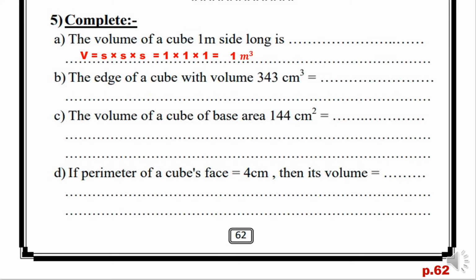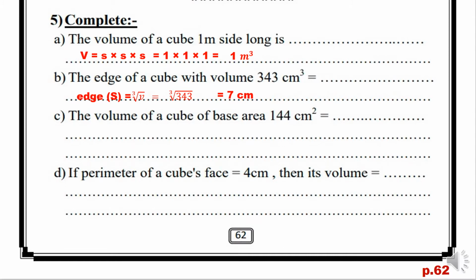The edge of a cube with volume 343 centimeter cube. Here the edge means the side. I want to get the side of the cube, and he gives me the volume, 343. To get the side from the volume, it's equal to the cube root of the volume. So the side or the edge is equal to the cube root of 343. In your calculator, you will find it is 7 centimeters.